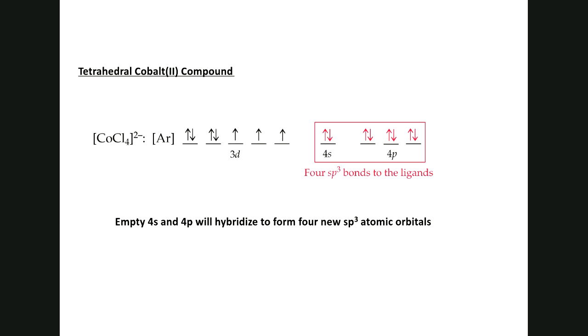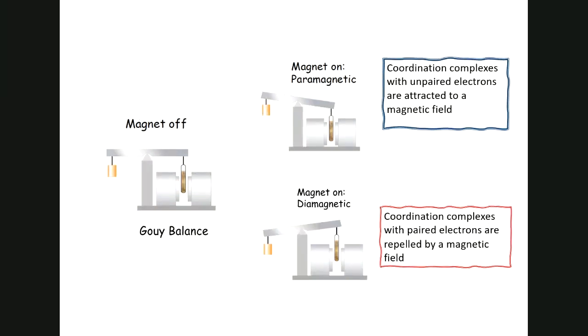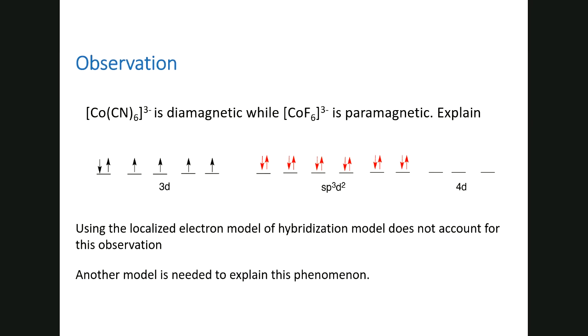All right. So this does not fully explain the metal-ligand bond. So for instance, if I were to look at cobalt CN6 3-, we find that it's diamagnetic. Actually, I'm going to skip this slide over.